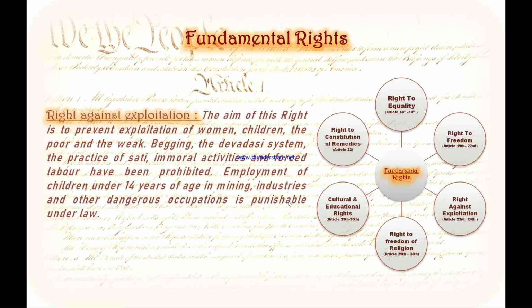The next right is the right against exploitation. The aim of this right is to prevent exploitation of women, children, the poor and the weak. Begging, the Devadasi system, the practice of sati, immoral activities and forced labor have been prohibited. Employment of children under the age of 14 years in mining, industries and other dangerous occupations is a punishable offence under law.